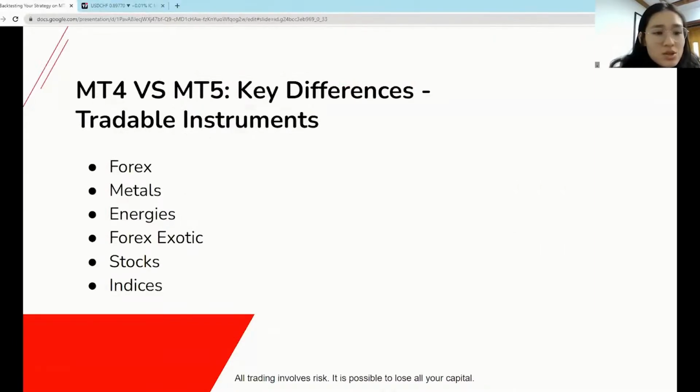Tradable instruments. These are the tradable instruments that are available on MT4 and MT5. But this list is not exactly completely accurate because it really depends on the broker that you are opening a trading account with. The only exception is that you can trade crypto on MT5 only.